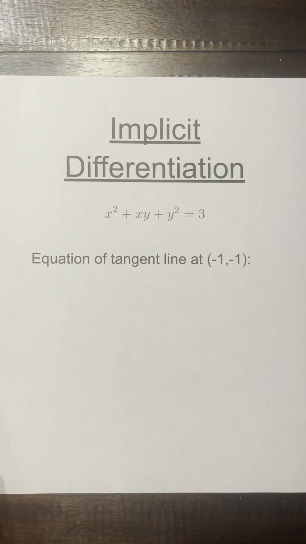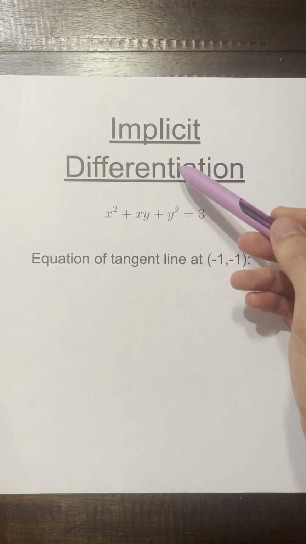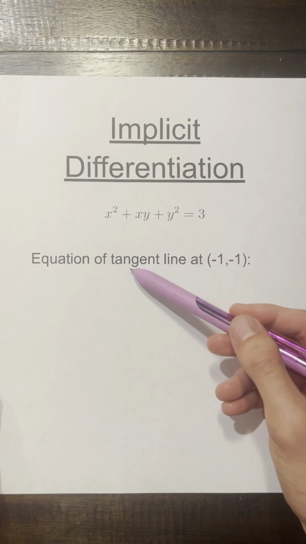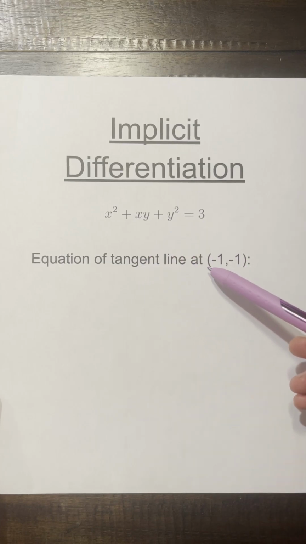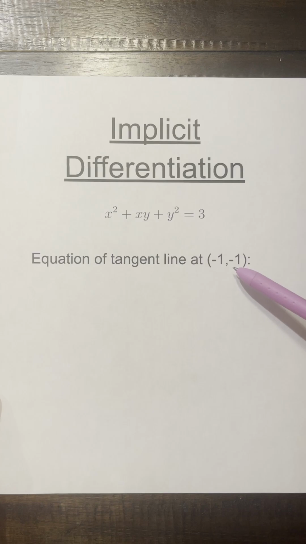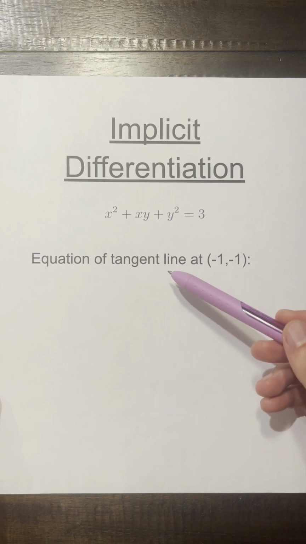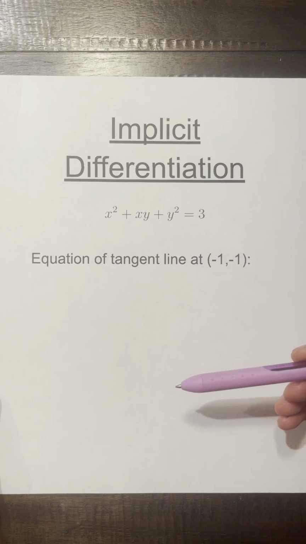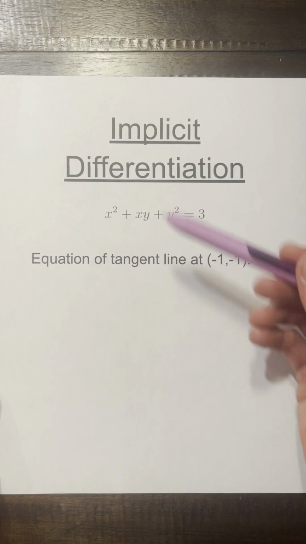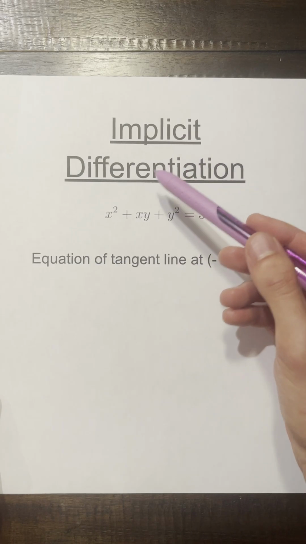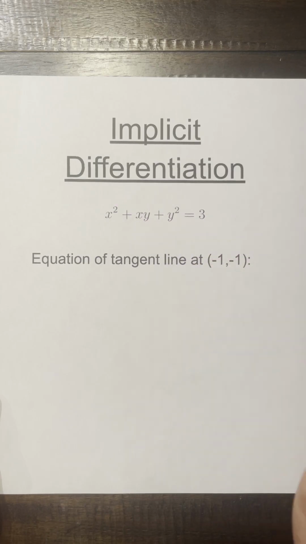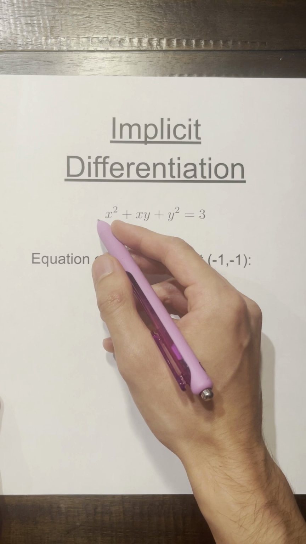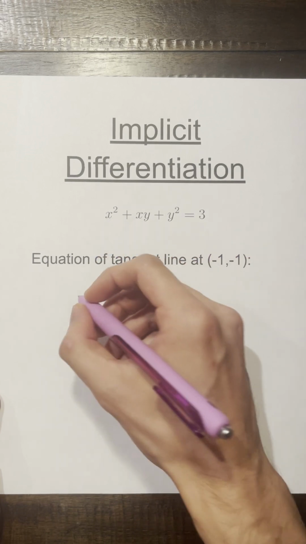In this video, we're going to be using implicit differentiation first to find the slope of the tangent line at (-1, -1). Once we have the slope, we'll use it to find the equation. Let's begin. Okay, so with implicit differentiation, what's the first step? The first step would be to take d dx of the entire equation.